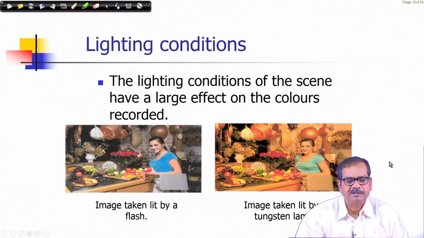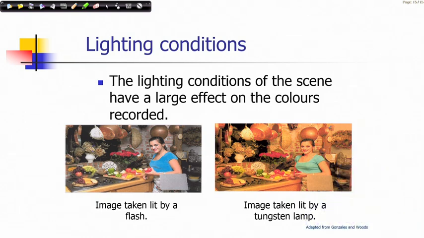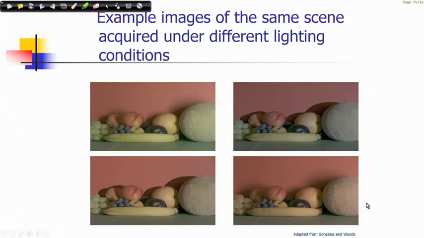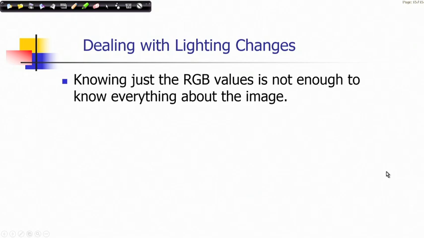So, to sum up, the lighting conditions of the scene have a large effect on the colors recorded. This is another example where the same scene has been captured in different illuminations, different lighting conditions, but when you record these intensity values, the red, green, blue components, there is a wide variation. But as human beings, we do not see much difference. We can adapt to these variations. So knowing just the RGB value is not enough to know everything about the image.